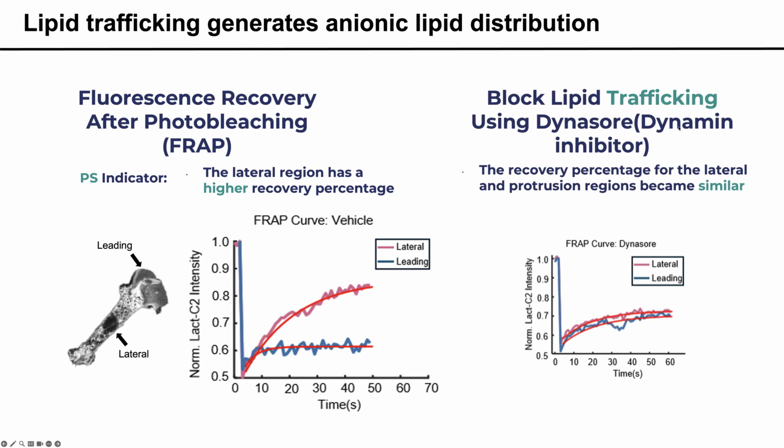Additional evidence comes from blocking lipid trafficking using dynasore, a dynamin inhibitor. Dynamin is involved in generating vesicles, generating curved membrane. If you block it, you can completely remove the differences in the recovery curve, right? So this difference in the FRAP recovery is due to lipid trafficking, at least from this experiment.